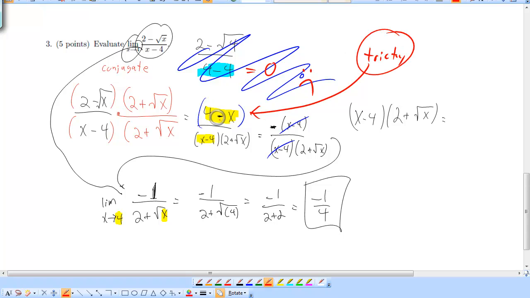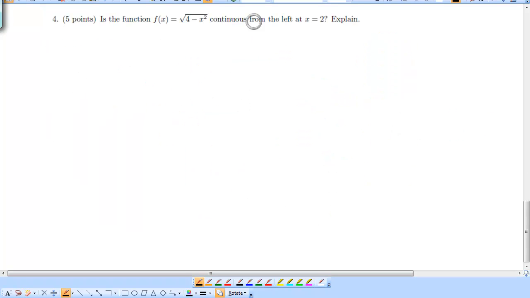So this is tricky to spot, but eventually with enough practice you just get used to those tricks. That happens a lot when you're dealing with radicals and multiplying by the conjugate.